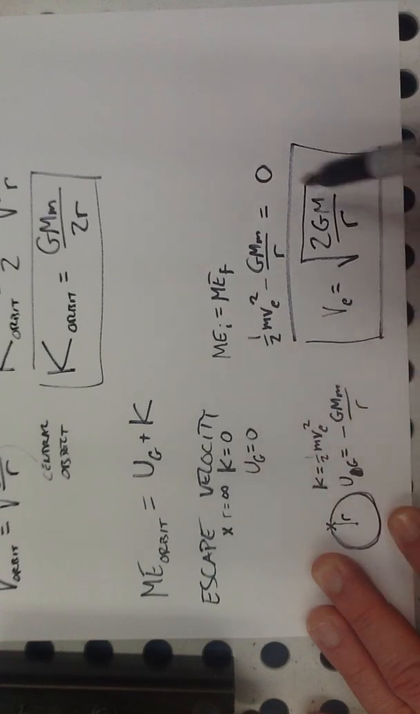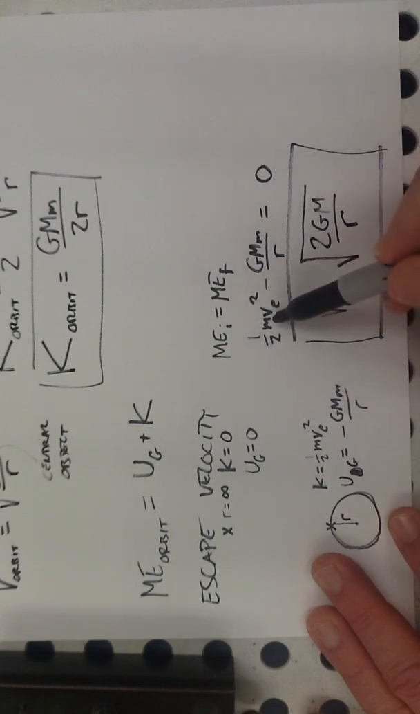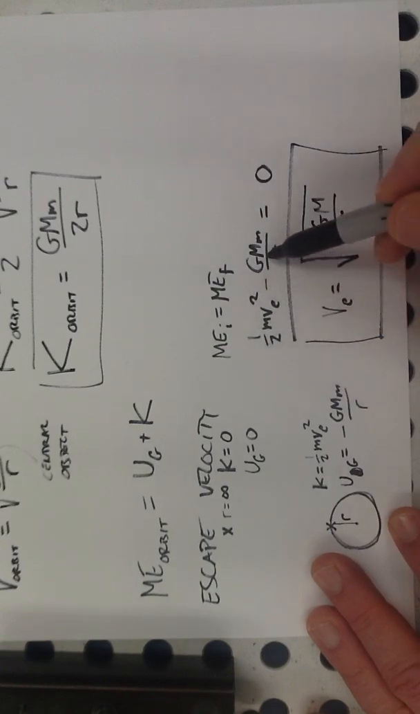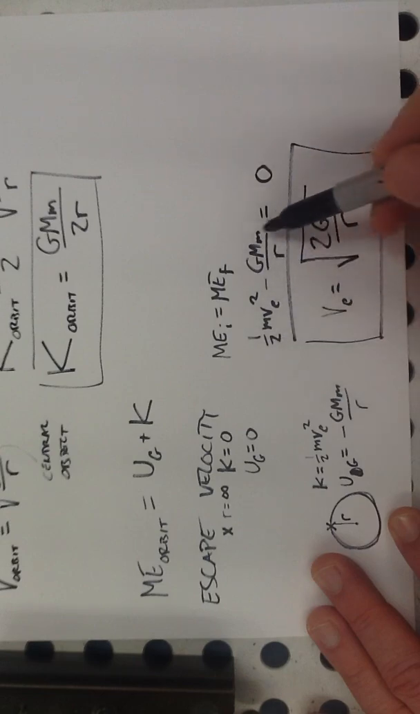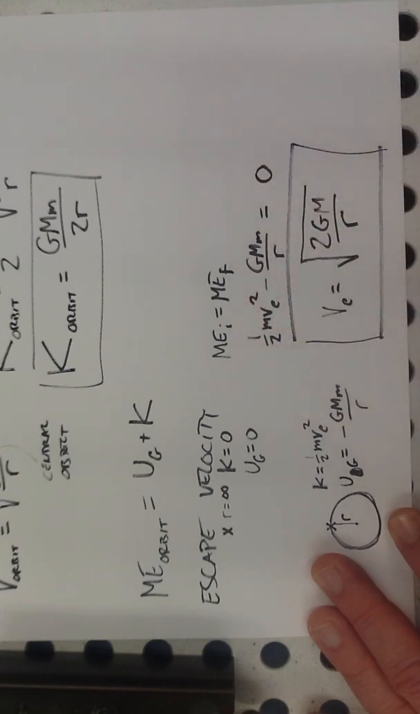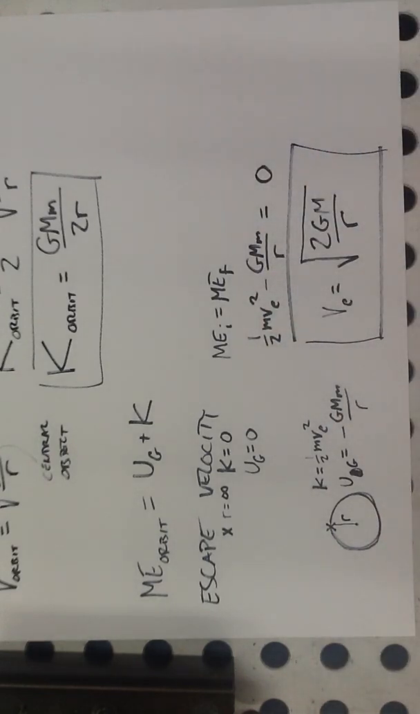So you need to know how to set this up and derive this. It is not hard to do at all. It's just 1/2 m v escape squared minus GMm over r is equal to 0, and then you solve for escape velocity. That's it.